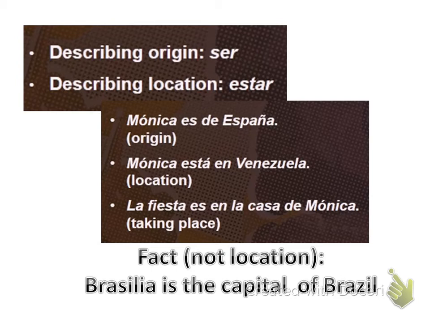All right, look at these examples again. If something is taking place somewhere, that's the tricky one that you're going to use ser, but origin will always be ser. Location will always be estar. A fact, for example, Brasilia is the capital of Brazil. That is something that will not change. So we're not talking about location. Just because you see the name of a country doesn't mean you're talking where somebody's from or talking about a location. You could be talking about a fact, which you'll use the verb ser.